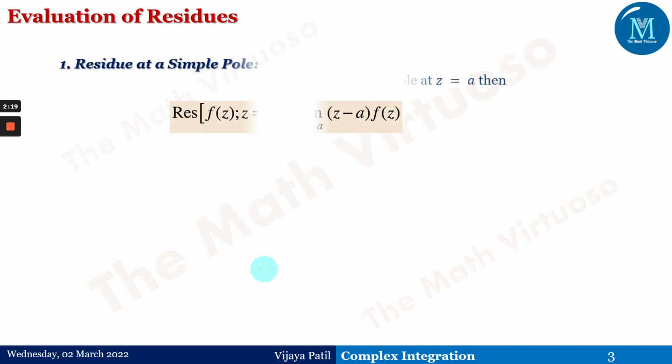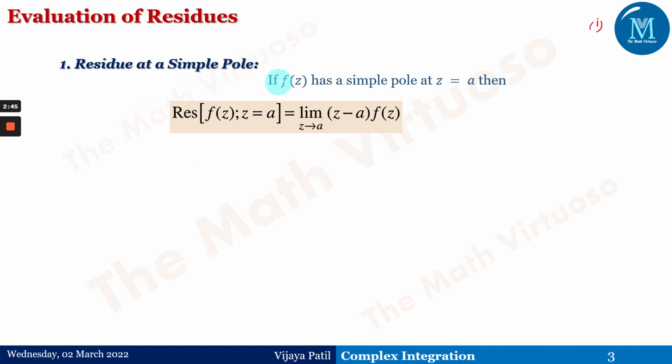Now, for the evaluation of the residues, we have two different types of poles actually, and we have to find the residue at those two types of poles. How to identify a simple pole and a multiple pole, or a pole of order m, we have seen in the previous session. Please follow the I button so that you can reach that particular session where we discussed the poles, and simple and multiple poles.